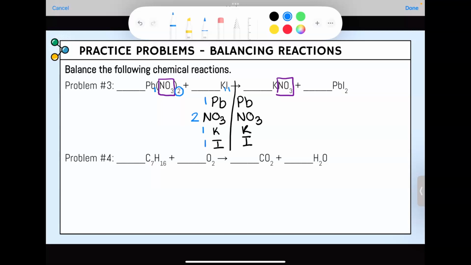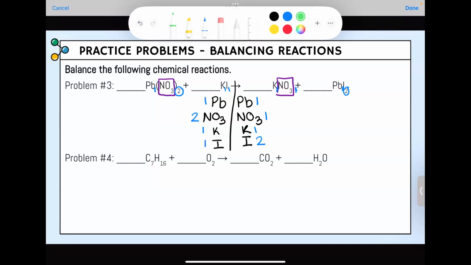Looking at our product side, K, NO3, and Pb do not have any subscripts, so we have 1 K, 1 NO3, and 1 Pb. And particularly with NO3, we always look at the number outside of the box. Since there is no number outside of the box, that's why it's 1. And iodine I has a 2. So now that we have those numbers, we can go ahead and balance them out.